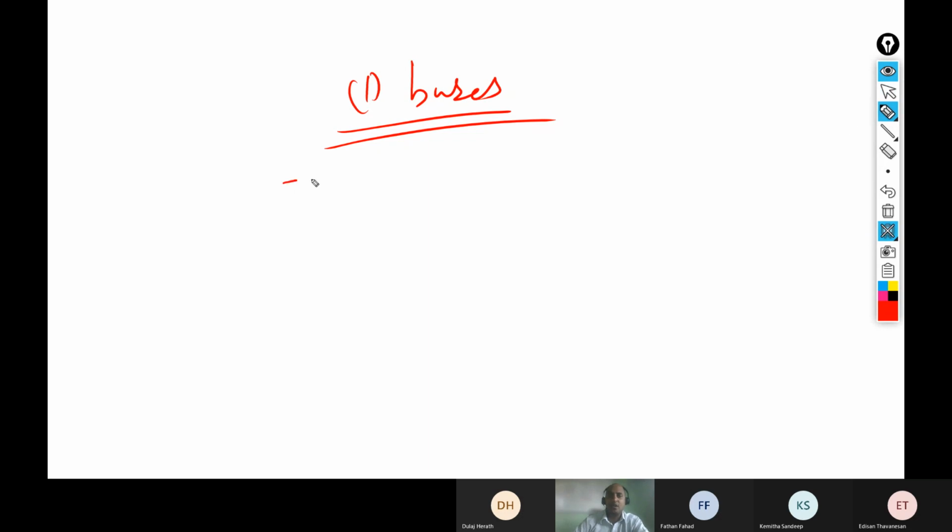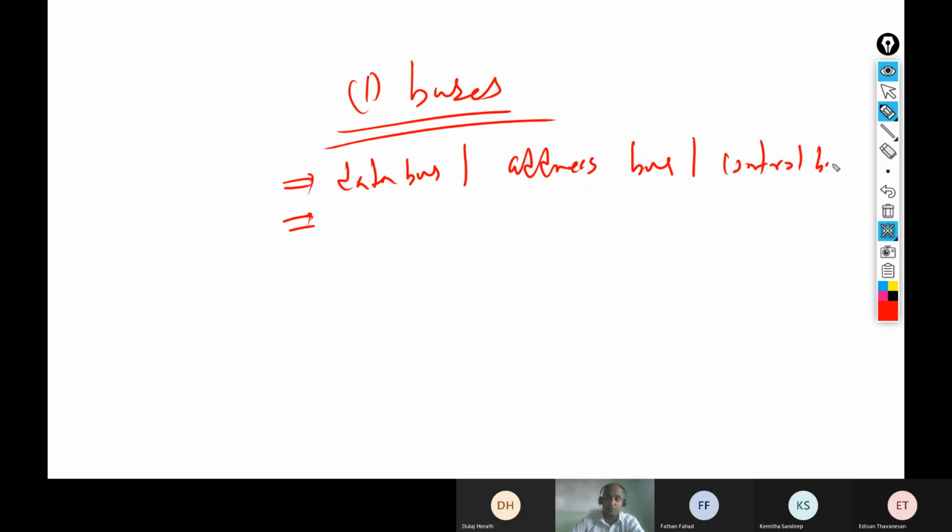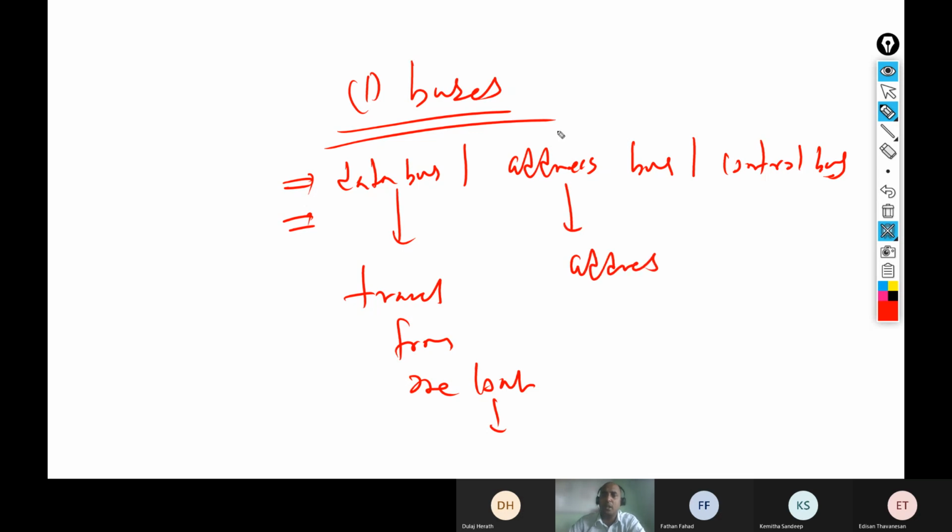Bus means, actually, there are three buses. We have a data bus, an address bus, and a control bus. So we have three buses. The data bus travels data from one location to another. The address bus carries addresses. What addresses? The memory addresses. What do you mean by the memory address?